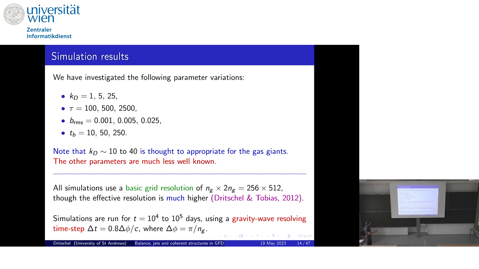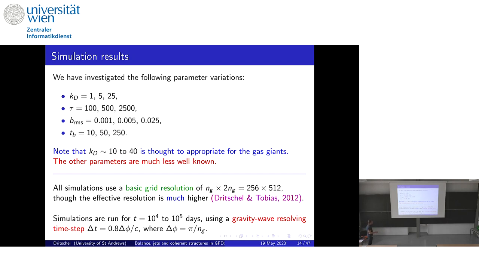Now, KD 10 to 40, maybe even less than 10, thought to be appropriate for the gas giants. But again, I'm not going to try to say that this is a model of the gas giants, but it's a basic GFD problem. We're using a basic grid resolution of a ridiculously low value, 256 by 512, but the effective resolution can be roughly 16 times finer in each direction. This is a very well-resolved simulation.